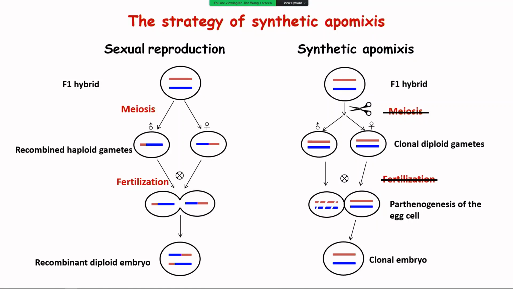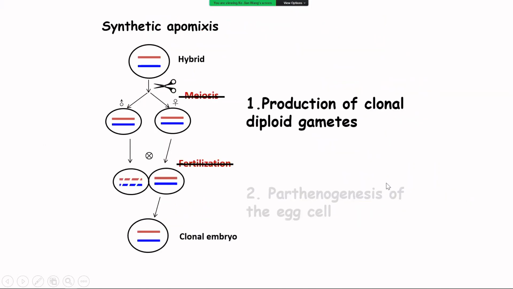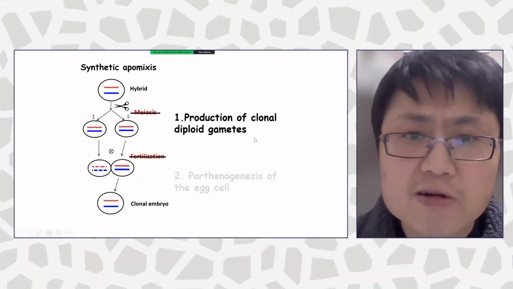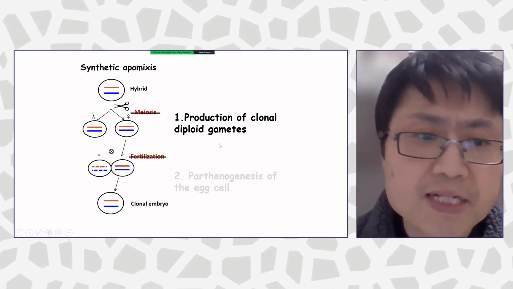Based on this, we propose a strategy of synthetic apomixis in heterosis. Step one, bypass normal meiosis and produce clonal diploid gametes. Step two, bypass normal fertilization, resulting in the parthenogenesis of the egg cell. By combining the two steps together, theoretically, the hybrid will produce clonal embryos. We first test the feasibility of the first step, production of clonal diploid gametes in hybrid rice.